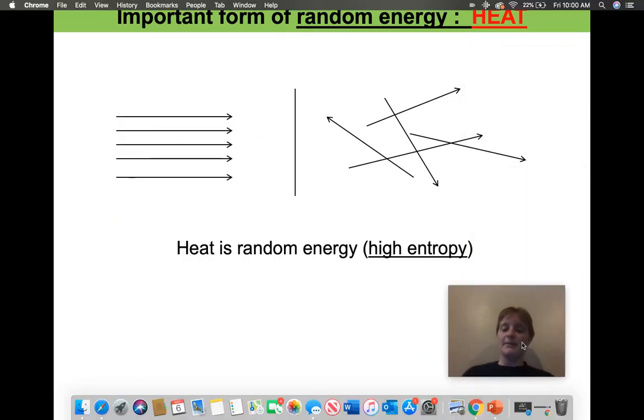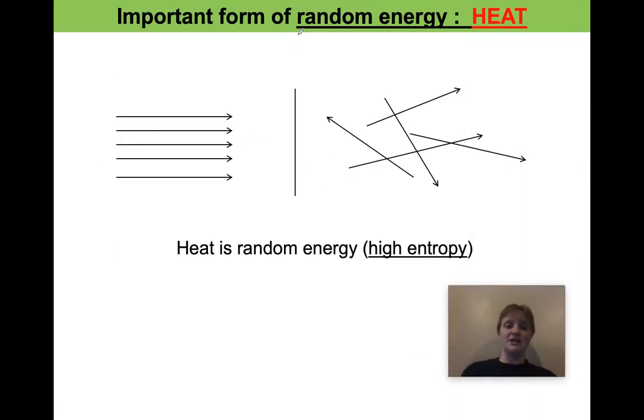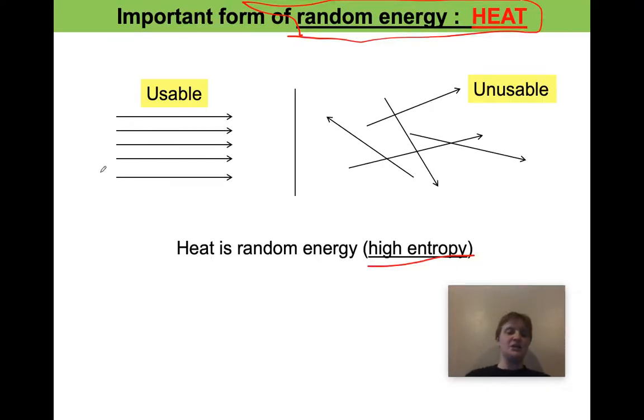A very important form of random energy in our cells is heat. Okay, so we need to know that a random kind of energy is heat. Heat energy is high entropy. It's very disorganized. So this is usable energy. This is very usable, organized energy. This would be like energy from the sun, right? Rays of light. This is unusable energy. This is heat energy. Heat energy is very random.